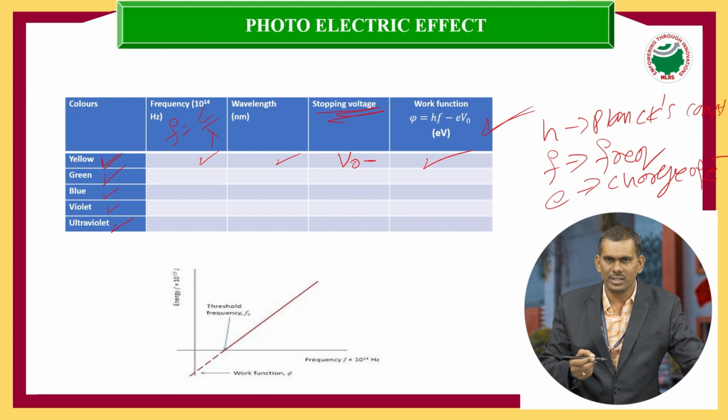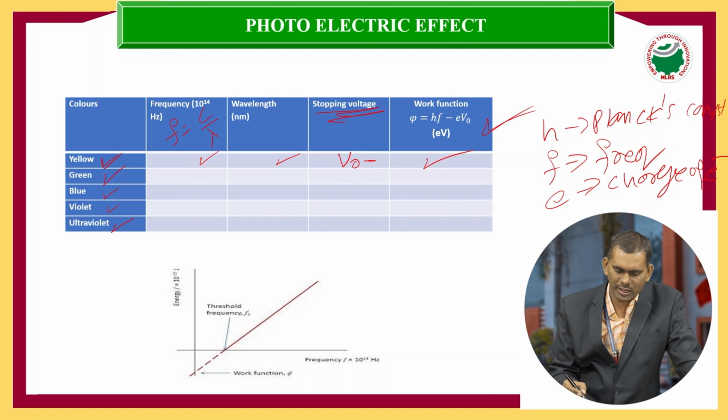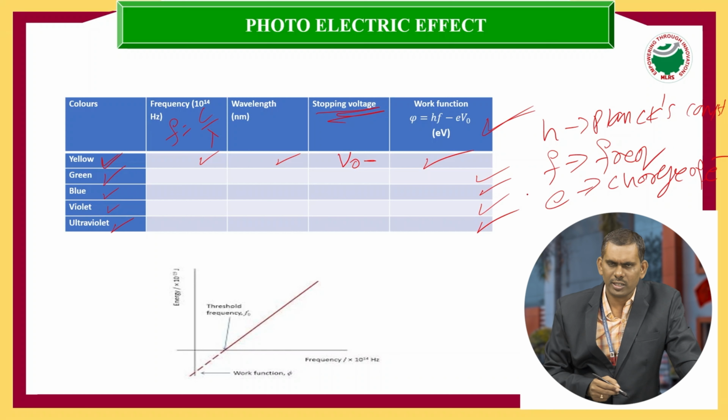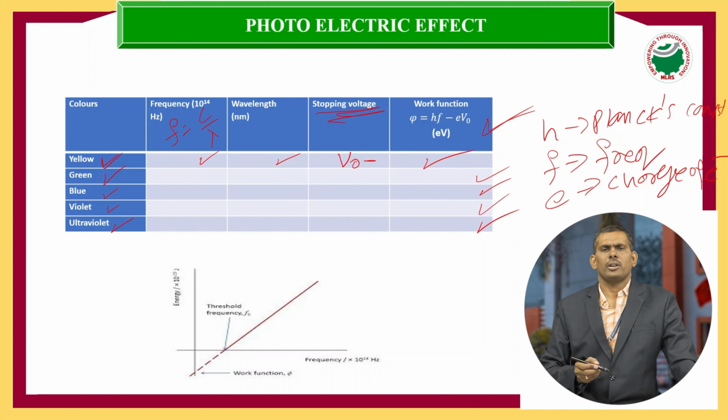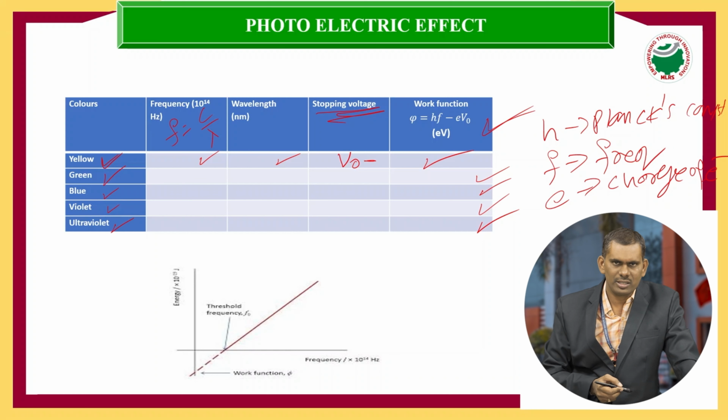Similarly, in the same process, by changing the filters in the experiment, you can calculate the work function for green color, blue color, violet color and ultraviolet color also. This is the way we can calculate the work function for the given different wavelengths by using the photoelectric experiment.